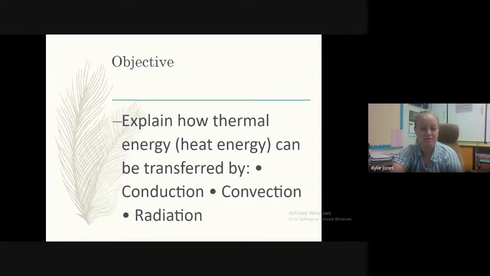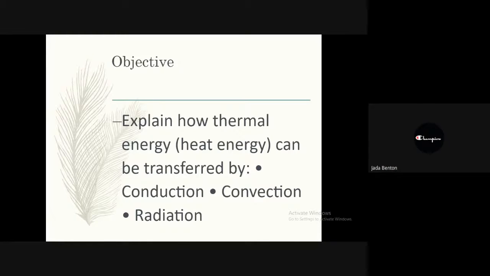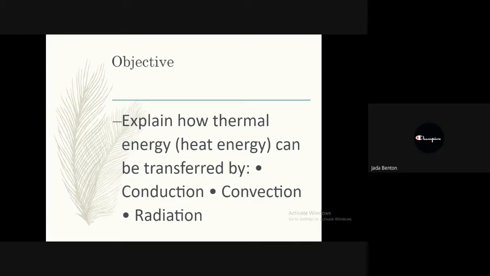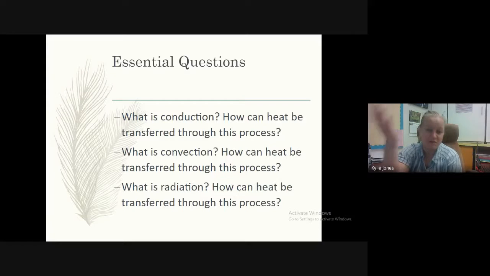All right, so first off, today you guys are going to be able to explain how thermal energy or heat energy can be transferred by conduction, convection, or radiation. So there's 3 ways to transfer that type of energy. So like actual heat. Thermal energy is the same thing as heat, like if we started a fire or rubbed our hands together. Okay? If you don't have your mic muted, go ahead and mute it for right now. Thank you.